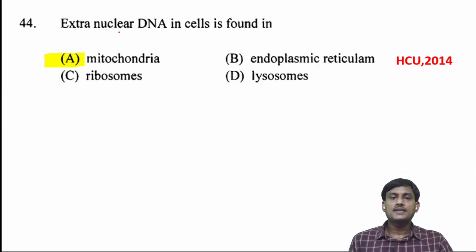Extranuclear DNA in the cells is found in. Okay, we can find DNA in the nucleus, and also in mitochondria and chloroplasts. So mitochondria is the correct option.